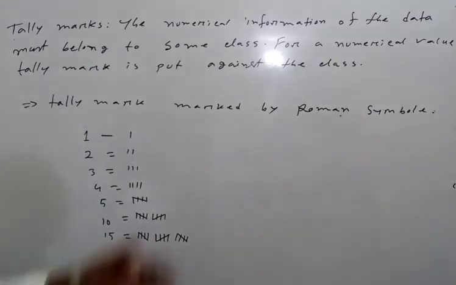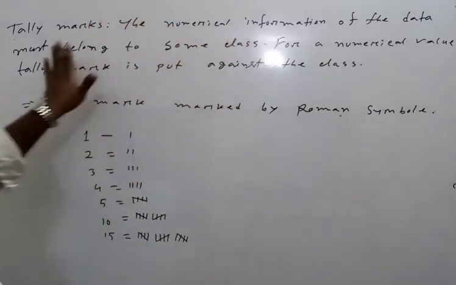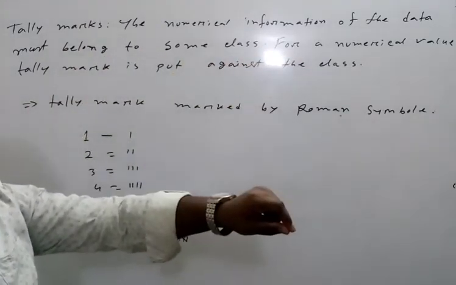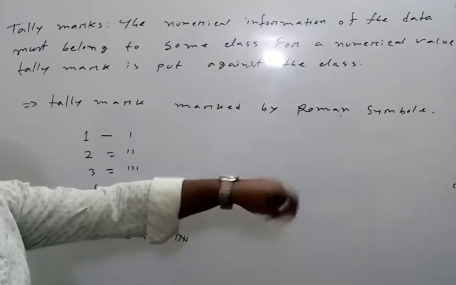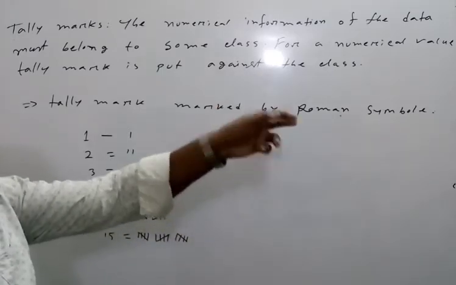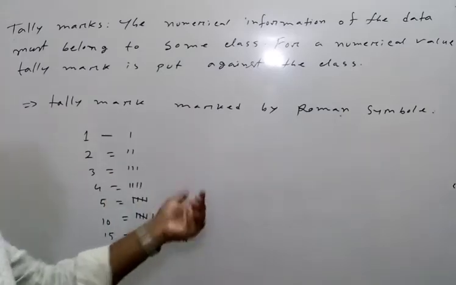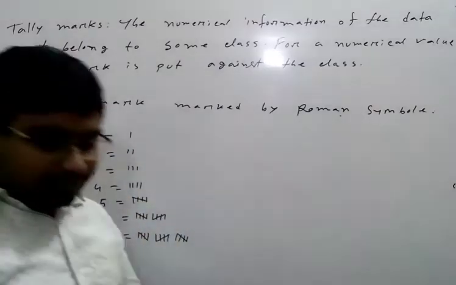Tally mark: look, the numerical information of the data must belong to some classes. That means a particular item of data is included in a class, and the numerical value in the class is marked by tally mark. And this is the system. Okay. Now, frequency number.